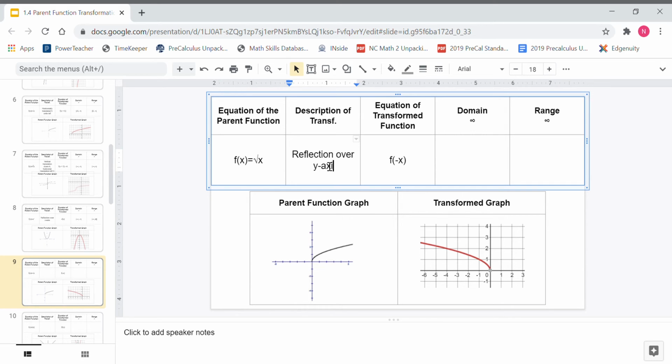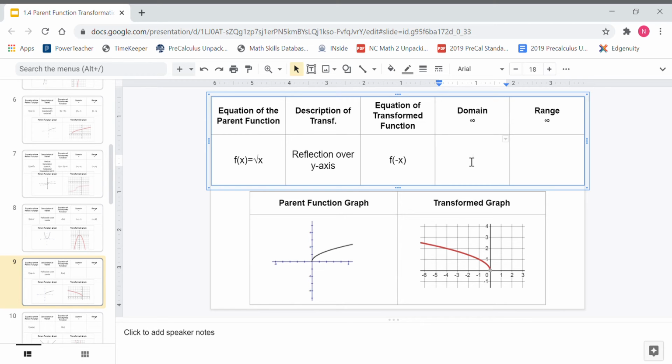So up until this point, all of the other transformations should be reviewed. This one might be new. And so it's only a little bit challenging because you've got to remember where the negative goes. So if it's in front of the entire function, it's over the x-axis. If it is just with the x, it's a reflection over the y-axis.